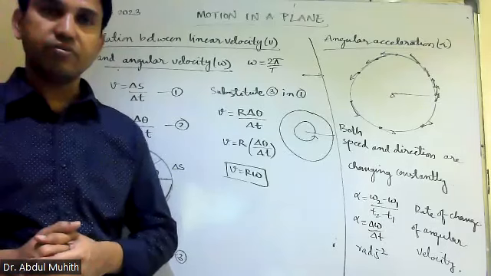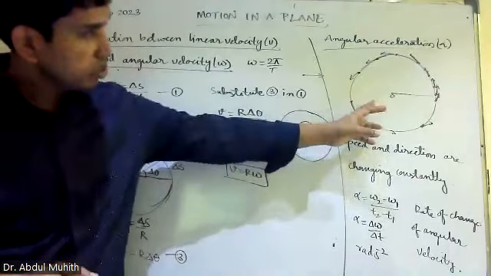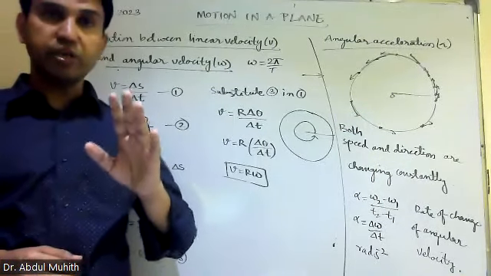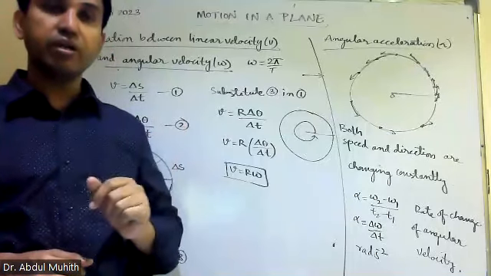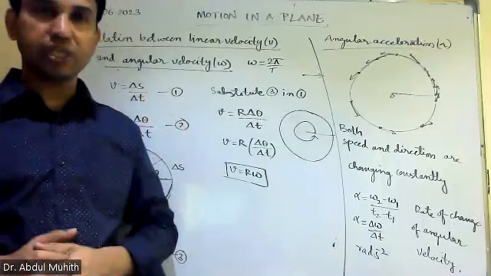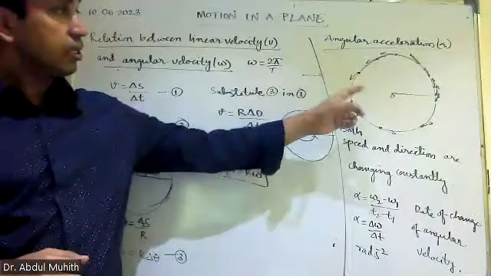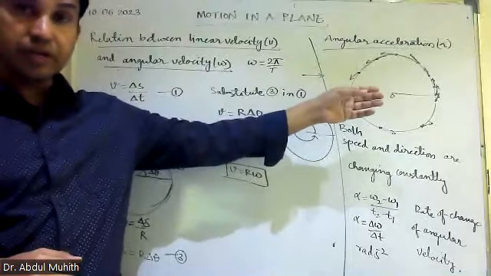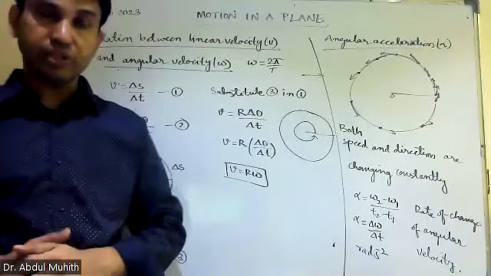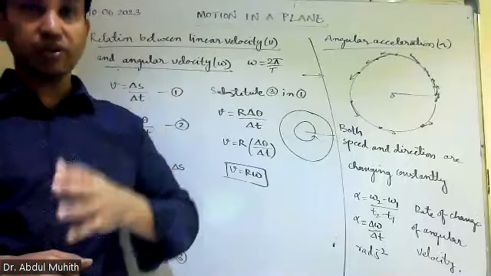The speed does not change, but the direction changes. Centripetal acceleration, what happens? Speed is the same, but direction is changing constantly. Whereas in angular acceleration, what will happen? Speed is also changing and direction is also changing constantly. That happens in angular acceleration. So this is the difference between linear acceleration, centripetal acceleration, and angular acceleration.